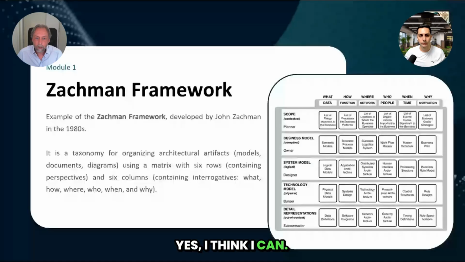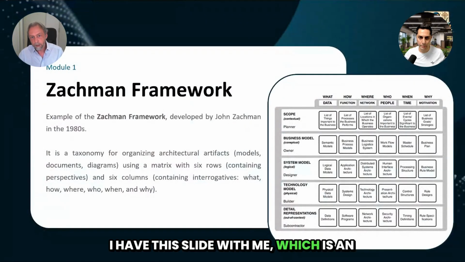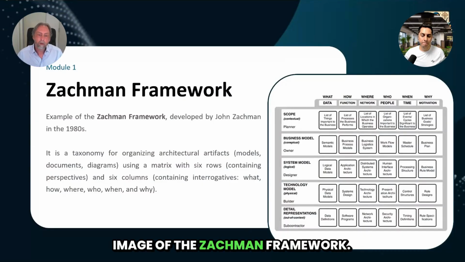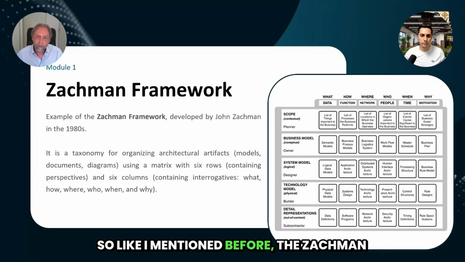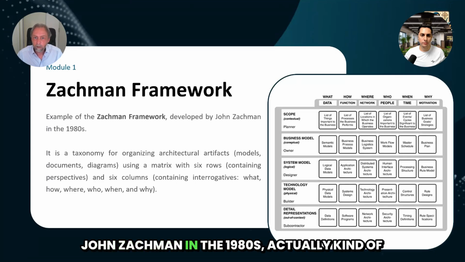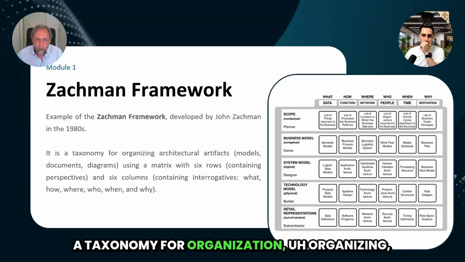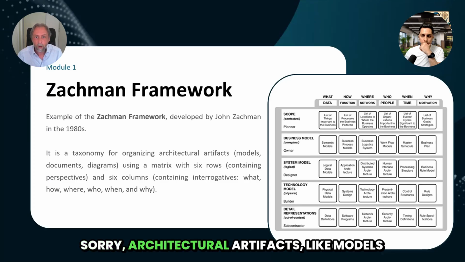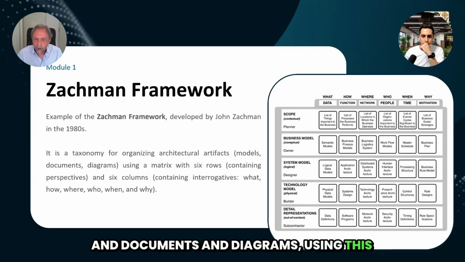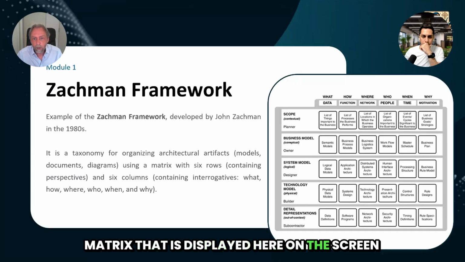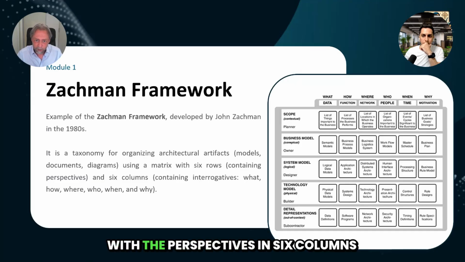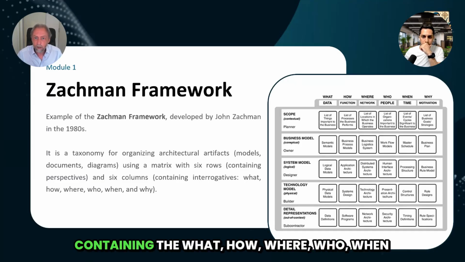Yes, I think I can. I have the slide with me, which is an image of the Zachman framework. So like I mentioned before, the Zachman framework, developed by Mr. John Zachman in the 1980s, is actually kind of a taxonomy for organizing architectural artifacts like models and documents and diagrams, using this matrix that is displayed here on the screen with 6 rows with the perspectives and 6 columns containing the what, how, where, who, when, and why.